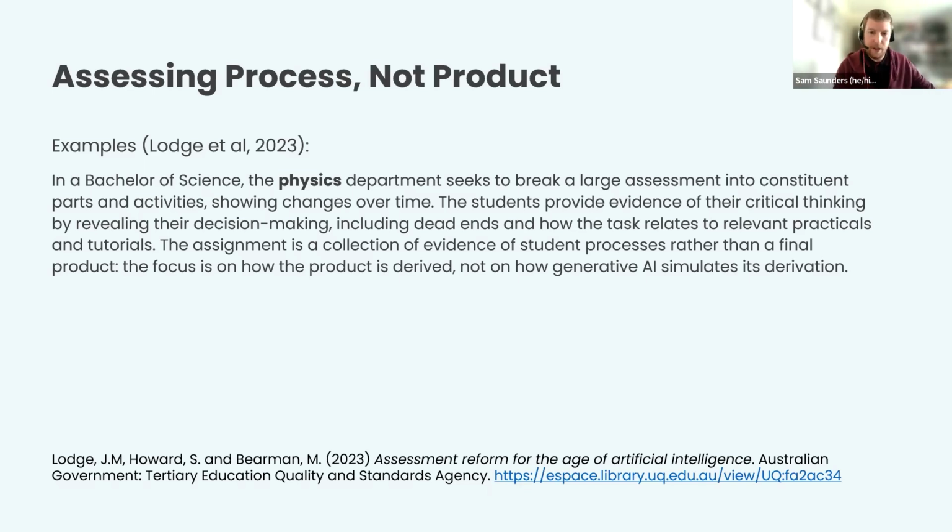And they can't ask AI to do that for them because the AI didn't do that, obviously. So there's a space for stuff that happened on the module, I suppose, to help focus the student on something that the AI is completely unaware of. So in this example, the assignment would be a collection of evidence of student processes rather than the final product. So the focus is on how that product is derived, not how generative AI simulates its derivation at the end.